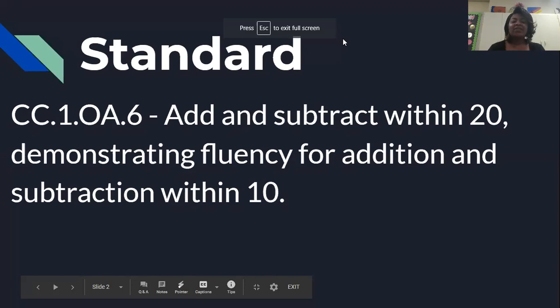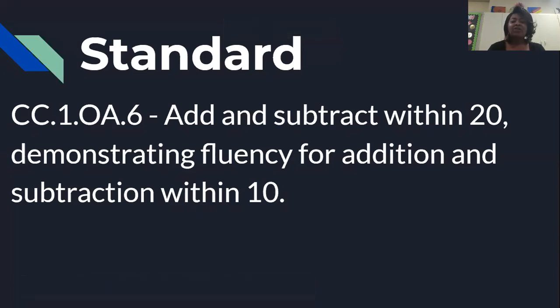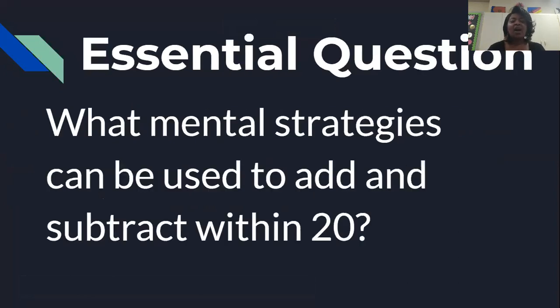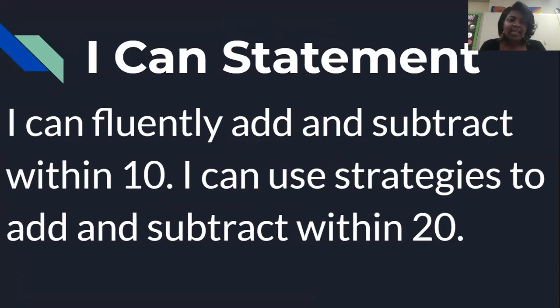All right, our standard is 1086: add and subtract within 20, demonstrating fluency for addition and subtraction within 10. Our essential question is, what mental strategies can be used to add and subtract within 20? Our I can statements: I can fluently add and subtract within 10. I can use strategies to add and subtract within 20.